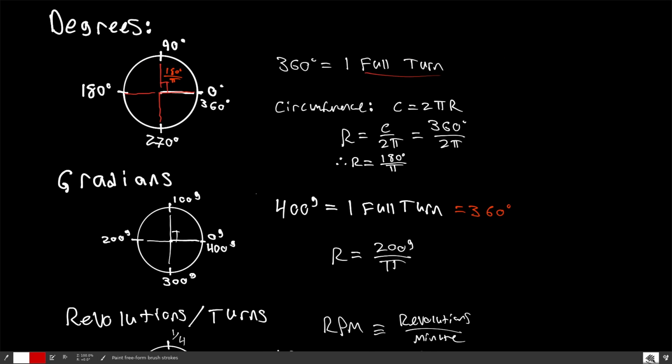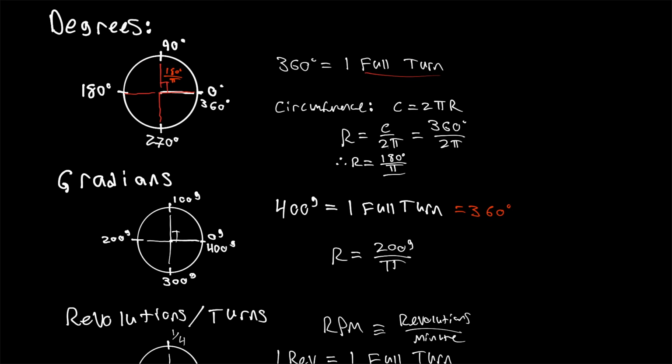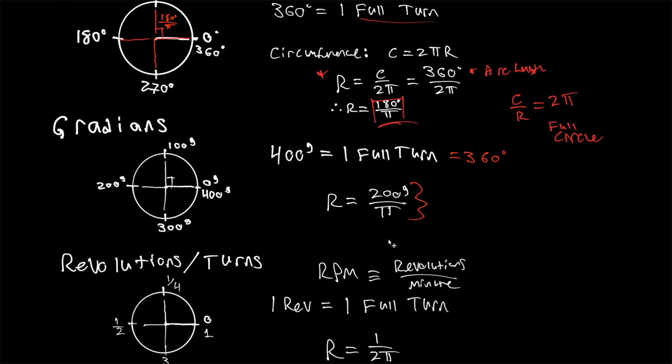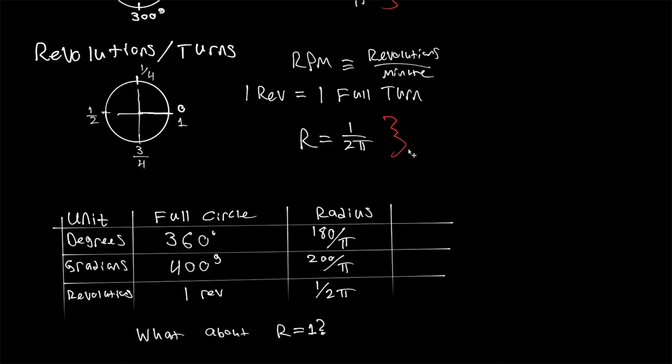So indeed, for degrees, the radius is 180 divided by pi. What we've done here is we've taken the circumference, which is effectively an arc length, and divided it by 2 pi to get the radius. But if we were to rearrange this exact formula, we would find that C over R equals 2 pi for a full circle. We've done the same thing here with gradians, and we've done the same thing here with revolutions.